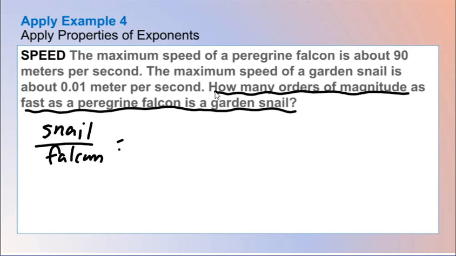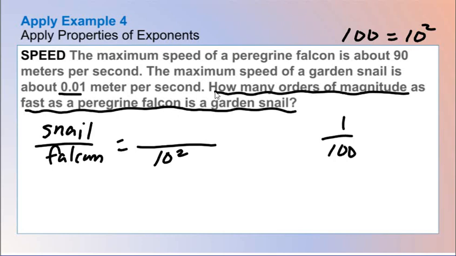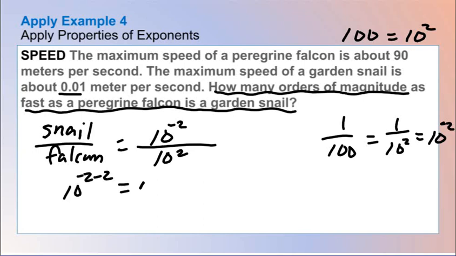So we're going to have to put this as powers of 10. We're going to have to round each of these to the nearest power of 10. So 90 would be close to 100, and 100 is 10 squared. So a peregrine falcon would be 10 squared. Now a snail is 0.01. That means that is 1 over 100th, which would be written as 10 to the negative second power. Or you could put this as 1 over 10 squared, which if you put it as a power of 10, base 10, it would be the negative second power. If we do the division, when you divide like bases, you subtract the exponents. So negative 2 minus 2 would give us 10 to the negative fourth.